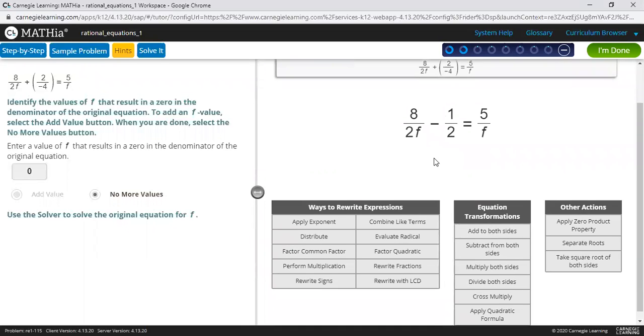So the next thing that I can do is I want to look for my least common denominator here. So I've got a 2f, a 2, and an f. So between these three denominators, my least common denominator is going to be 2f, right? Because these share the 2. That's what this would need. And an f, that's what this fraction would need. So I'm going to try this multiply both sides. It's not letting me do that. So I'm going to, let's see, not rewriting with LCD.